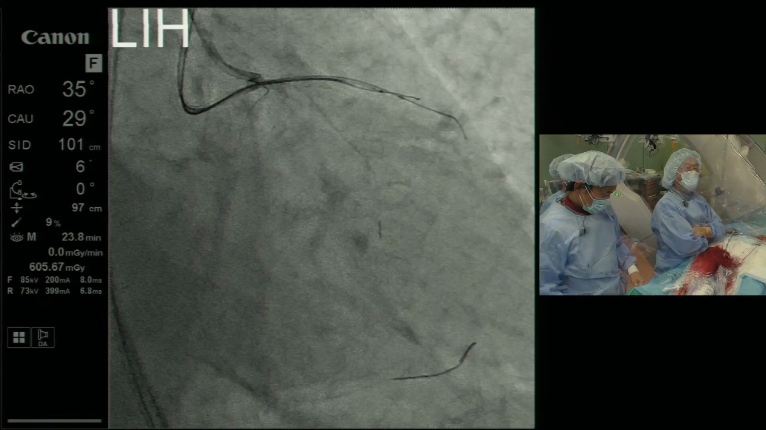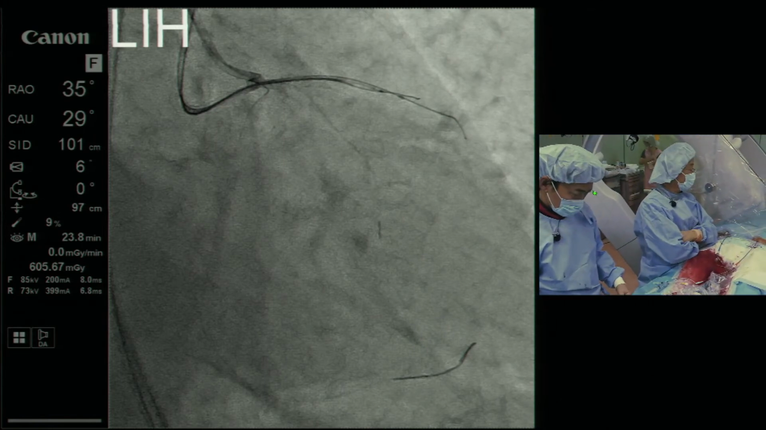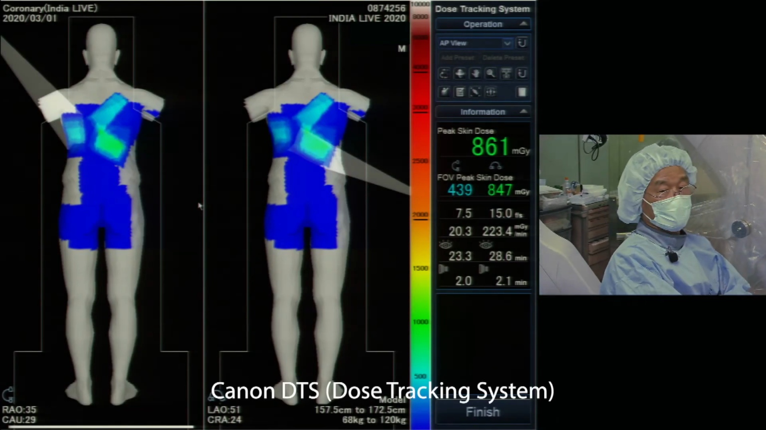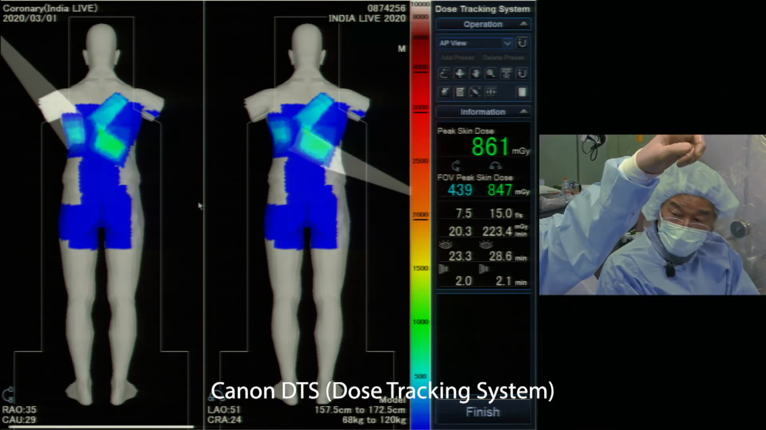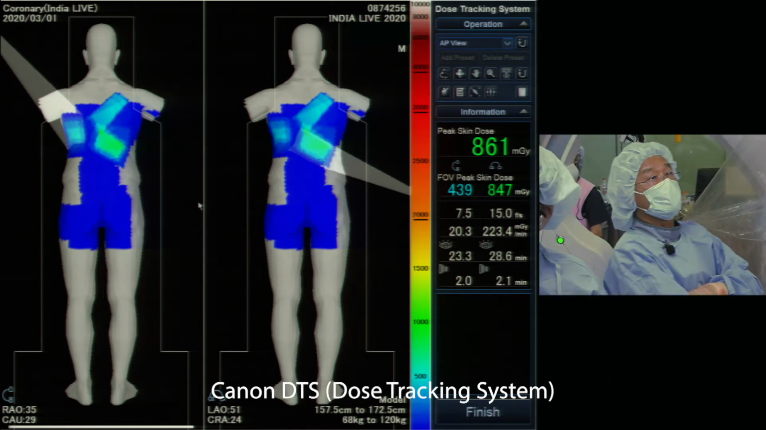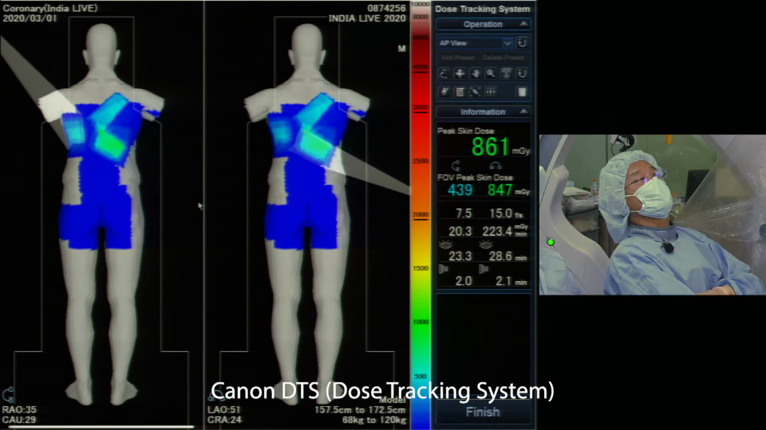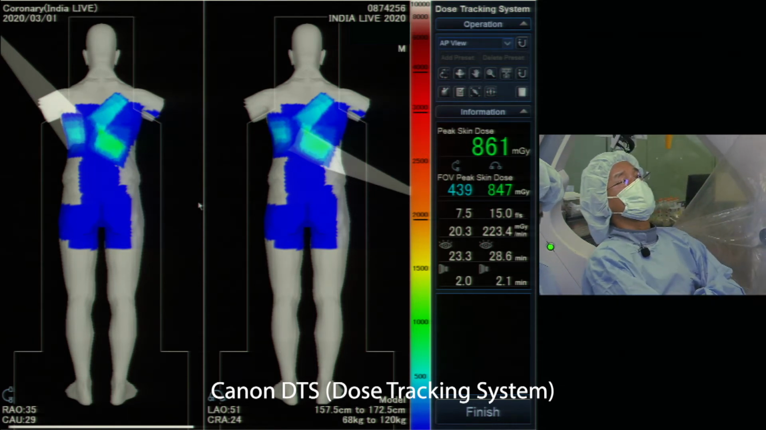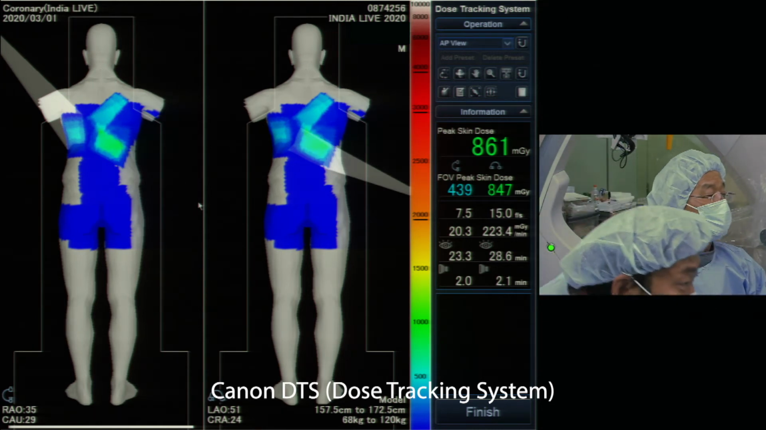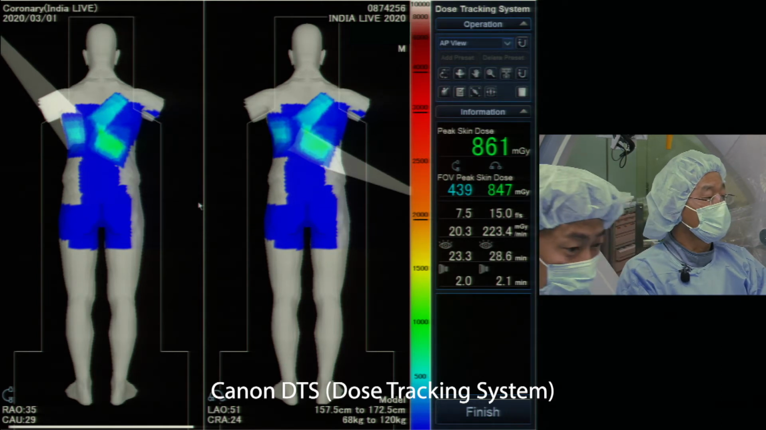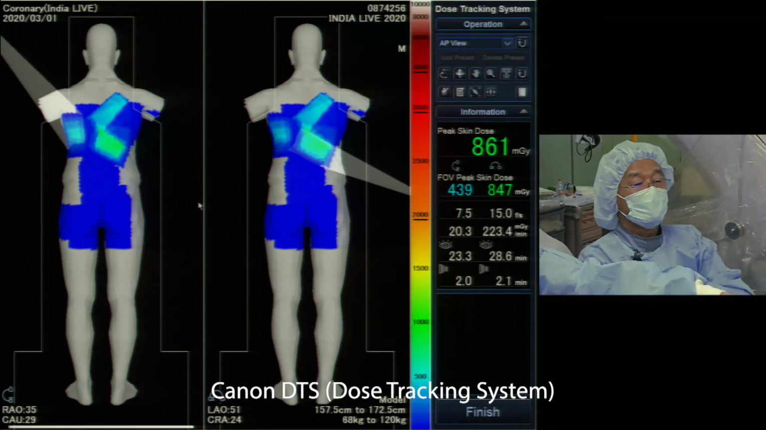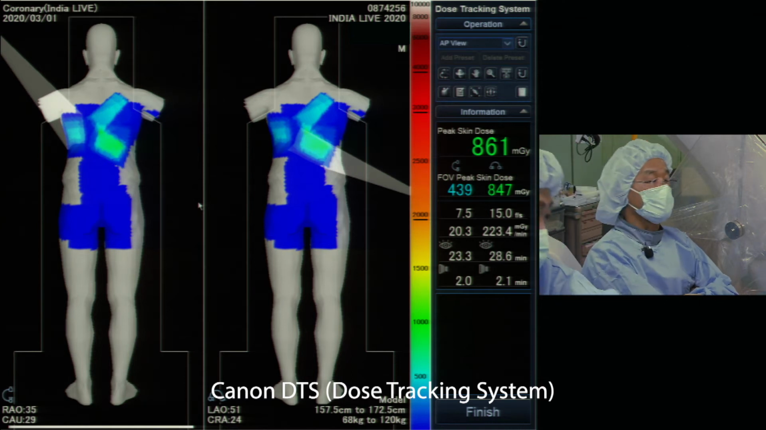Dr. Berman, Canon Medical asked me to explain about the DTS system in the X-ray system. So maybe you can see the DTS simulation image. Yes, we see. So the fluoroscopy time now is almost 15 minutes. No, 23 minutes in the frontal, and the lateral is 28, so totally the fluoro time is around 50 minutes.